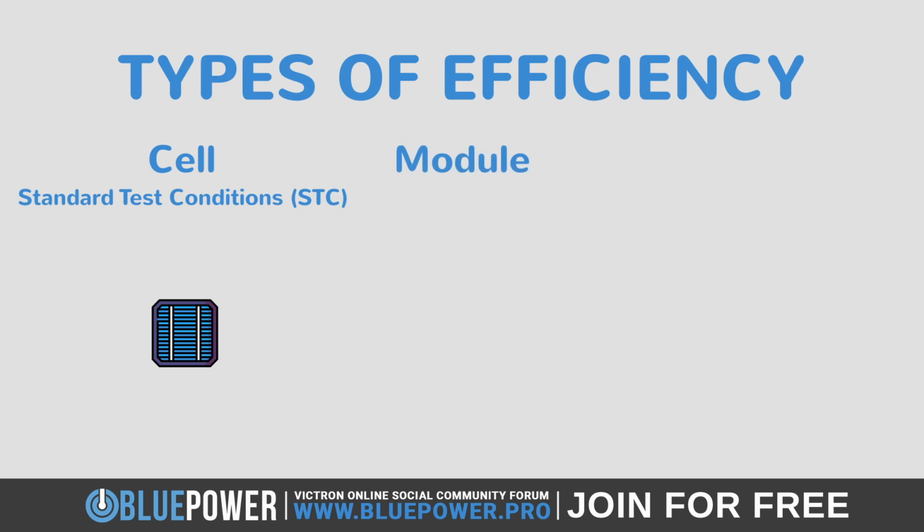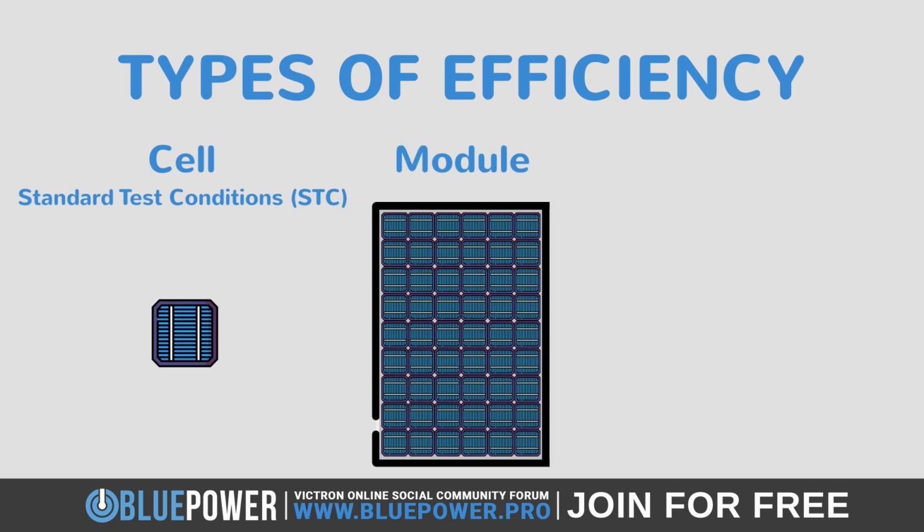The module efficiency is the efficiency of a solar panel or module as a whole, which includes multiple cells. It accounts for practical losses such as interconnection losses, shading, and temperature effects. Module efficiency is therefore slightly lower than cell efficiency, providing a more realistic measure of how the panel performs in real-world conditions.